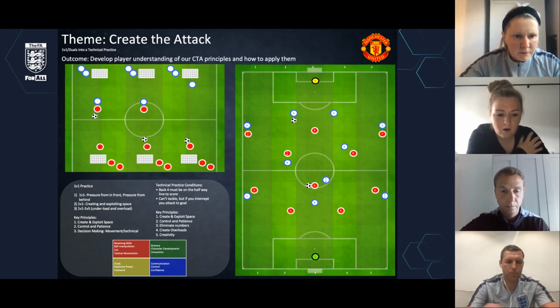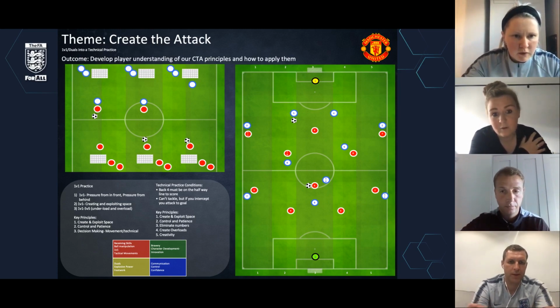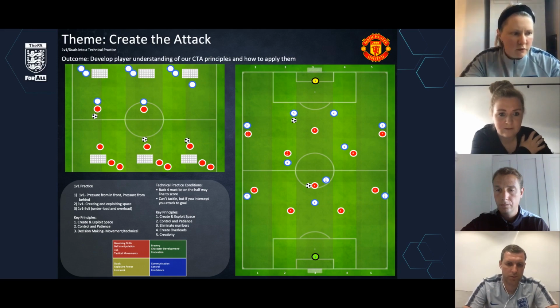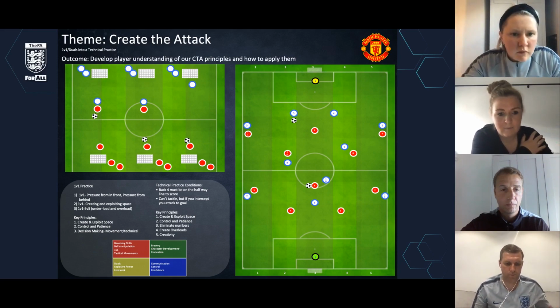The next part of the session is just an 11v11, but a technical practice. The blues would work one way and the reds would work the other. And I said it earlier around conditioning. So for the conditioned technical practice, the back 4 have to be on the halfway line to score, and they can't tackle, but if you intercept, you attack to goal.